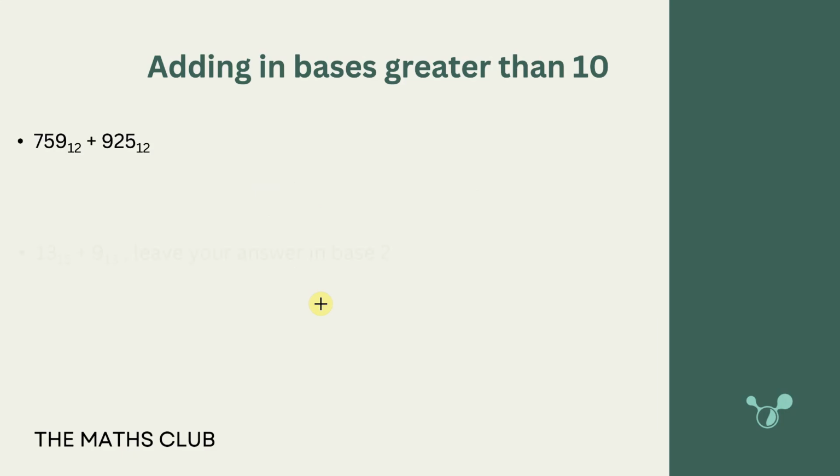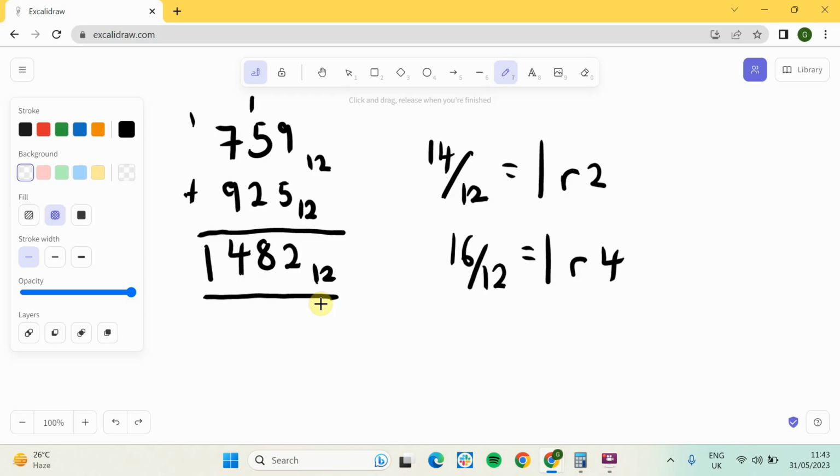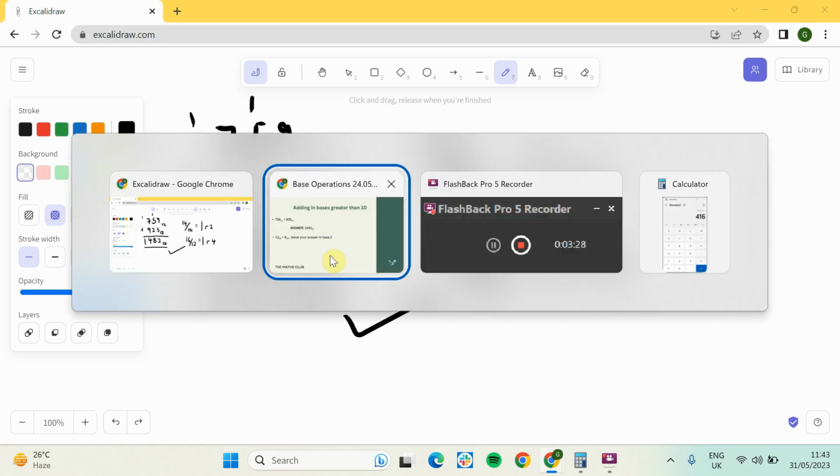Let's see if we're correct. 1482 in base 12. Yes, we are. So we can mark ourselves. Very simple, right? Imagine if I was converting this to base 10. That means I'd be doing 12 squared, 12, and it would have been so complicated. Like I said, whenever you have the same base, always try to use this method. Great, so we're doing well.